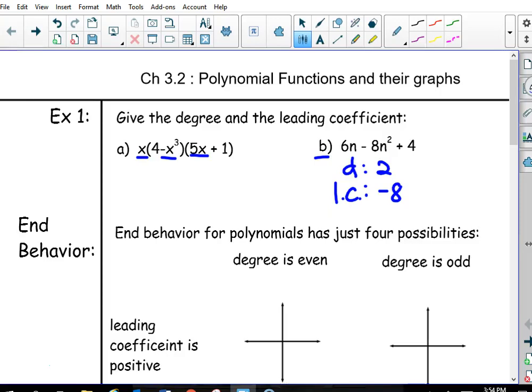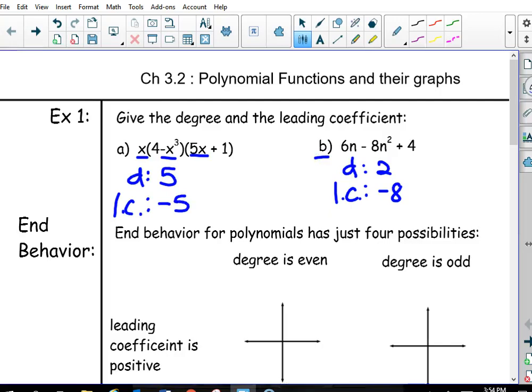So x times x to the third times another x, we're adding those degrees, so we get a 5th degree polynomial. And our leading coefficient is going to be 1 times -1 times 5, or -5.